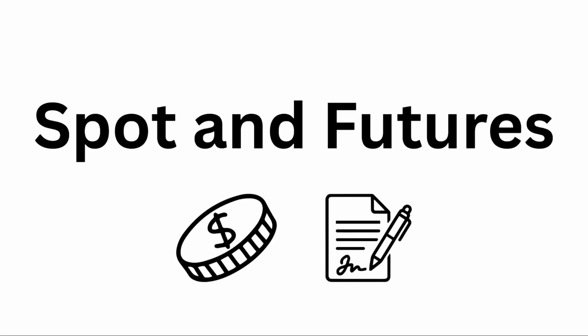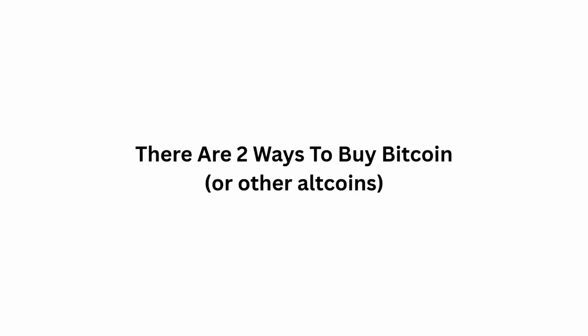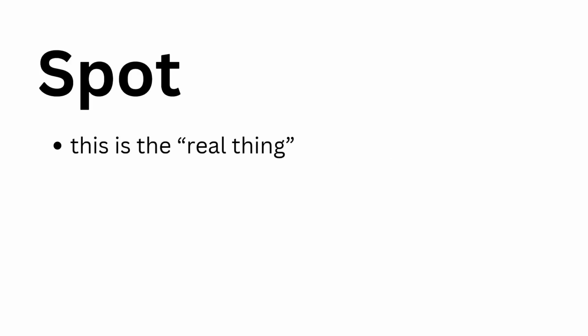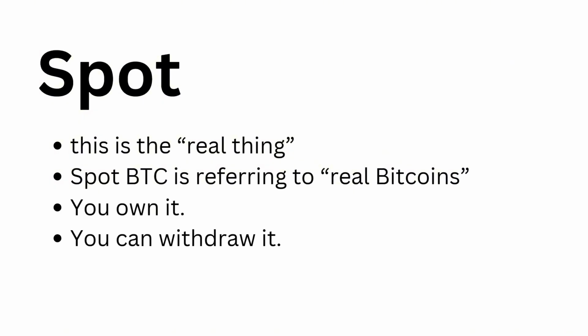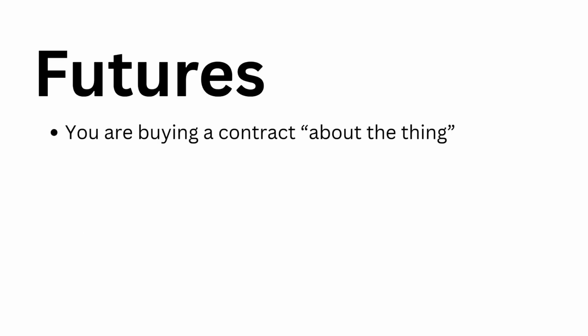Lesson 3, Spot and Futures. There are two ways to buy Bitcoin or other altcoins. They are completely different. Okay, so spot, this is the real thing. Spot Bitcoin is referring to real Bitcoins. You own it. You can withdraw it. It's yours. And with futures, you are buying a contract about the thing, not the thing itself.